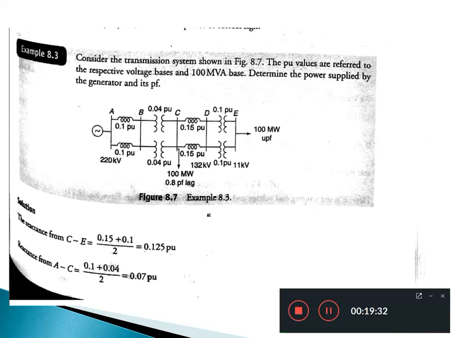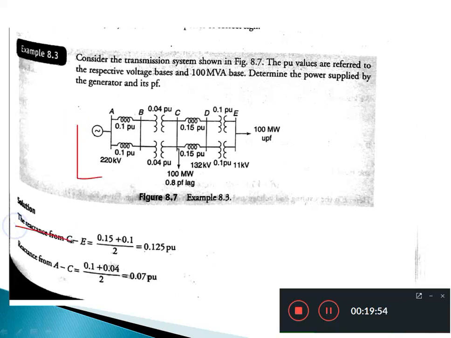Now let us discuss the next problem. Consider the transmission system as shown in the figure. This is one of the examination problems. The PU values are referred to the respective voltage base and the 100 MVA base. Determine the power supplied by the generator and its power factor. Then we consider the different operating points here.